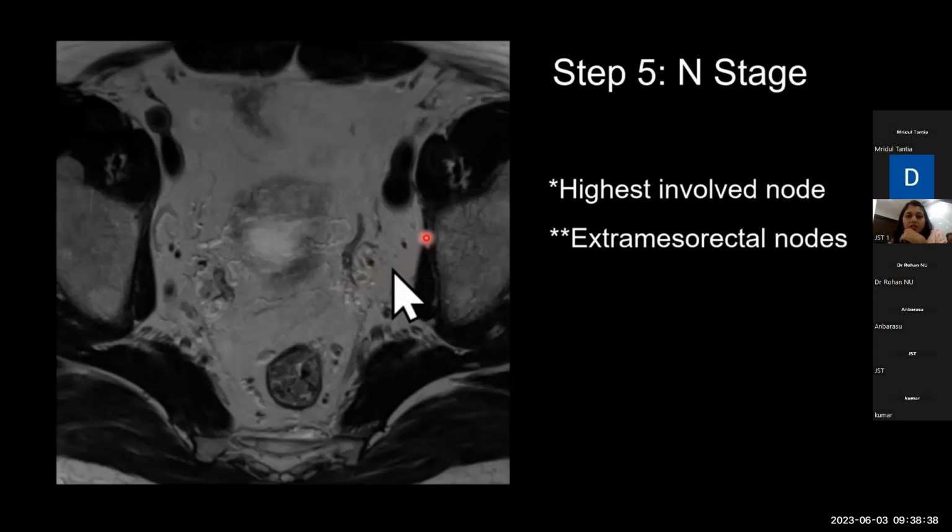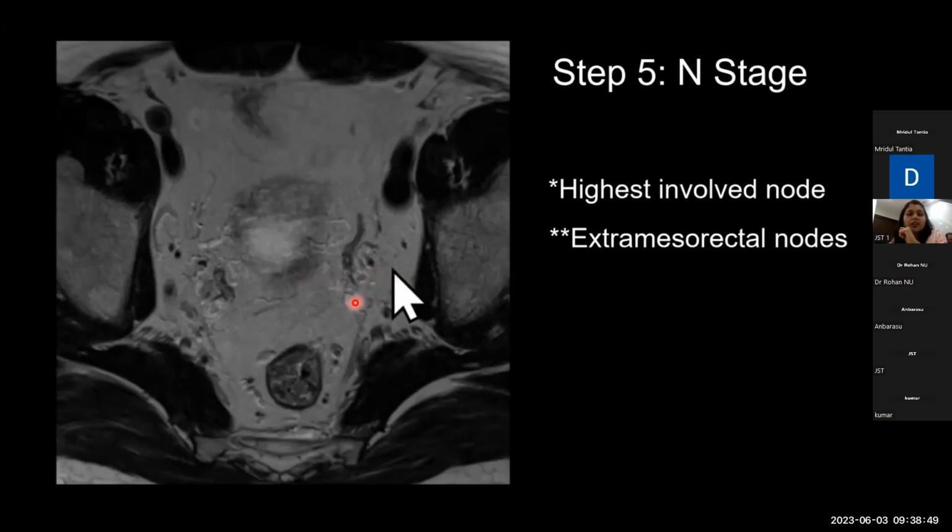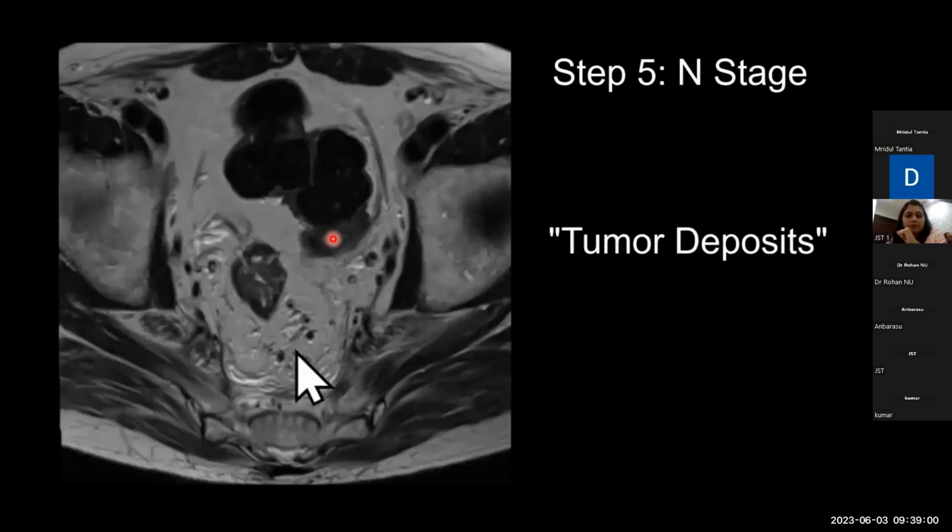This will be the extra mesorectal nodes. We have to tell them about the extra mesorectal nodes. This involves the obturator, the internal iliac nodes, and the highest involved node. So we take T2 axial sections up to the level of aortic bifurcation also in our institute, so as to clearly define any para-aortic nodal involvement or any other retroperitoneal node involvement.